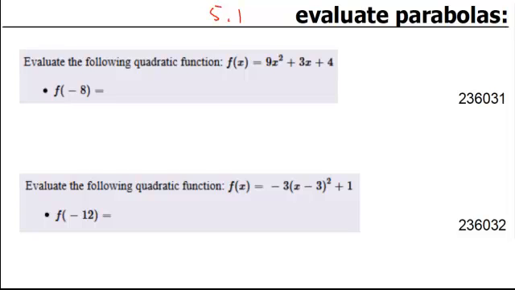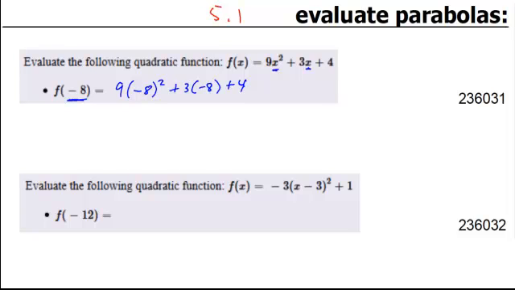When you are evaluating any function, the number that's inside the parentheses is going to replace all these placeholders, all the variables in your function. So f of negative 8, you're going to take this equation. Everywhere there's an x, you're going to replace it with a negative 8. And then you're going to evaluate the expression from that.